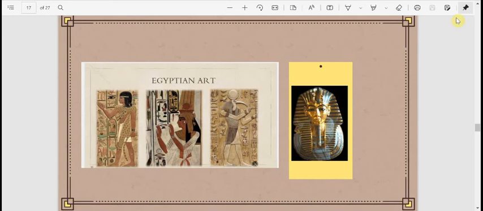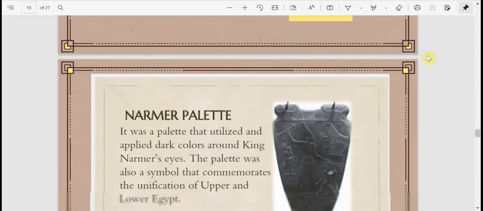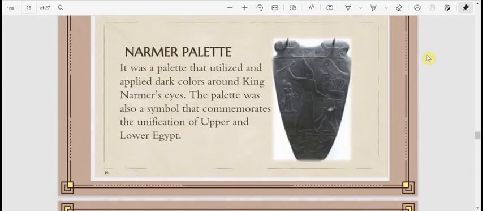Now let us take a look on the different creation during the Egyptian civilization. So first on the list is the Narmer palette. It was a palette that utilized and applied dark colors around King Narmer's eyes. And the palette was also a symbol that commemorates the unification of Upper and Lower Egypt.